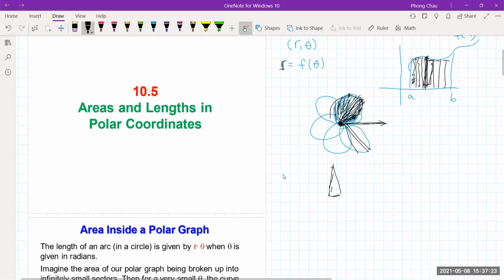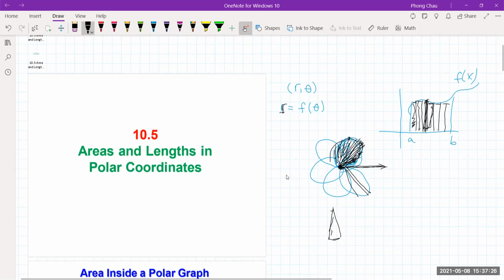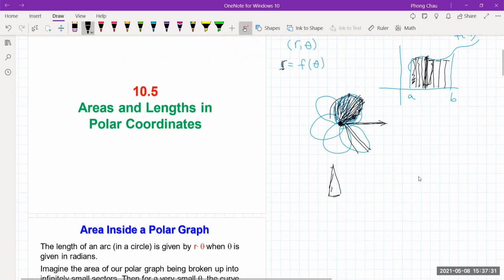Before we get there, do not forget that there is a formula to calculate the length of an arc. The length of an arc in a circle is given by r times theta, where theta is given in radians. So what does it mean? When you have a circle, and again, this is just a review of trig, and here's the center.